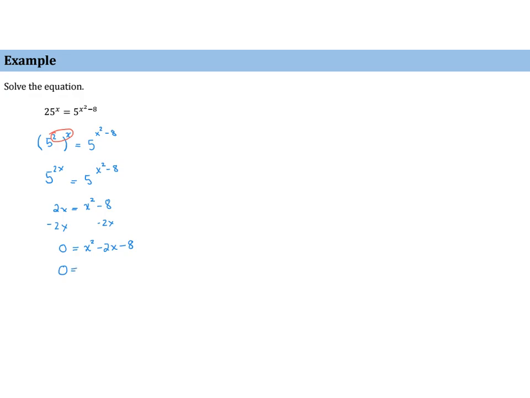We can solve that by factoring or quadratic formula, but it does factor. So x minus 4, x plus 2. And so x minus 4 equals 0, or x plus 2 equals 0, means that x would equal 4, or x equals negative 2. And if we substitute either of those back in, we get our answer. They do check. x equals negative 2 or 4.